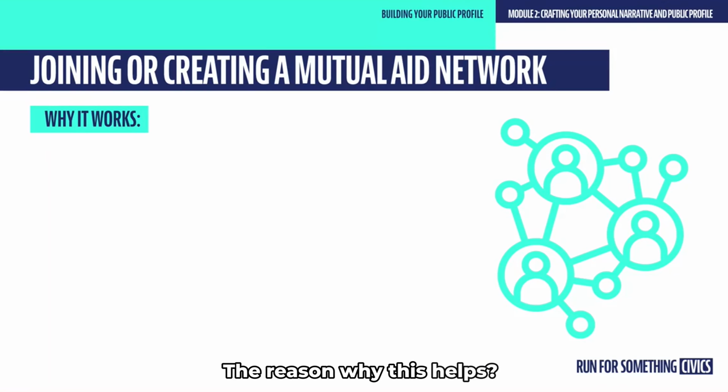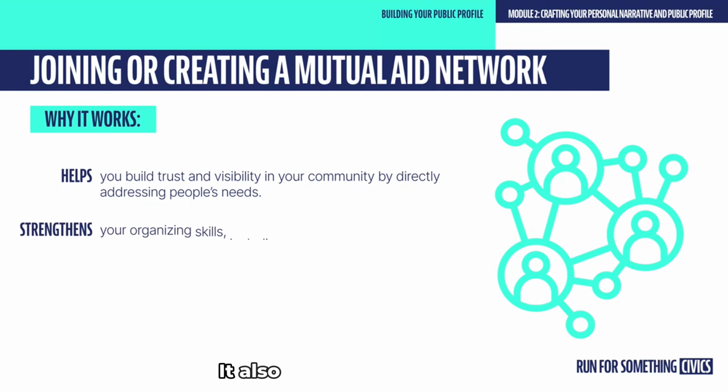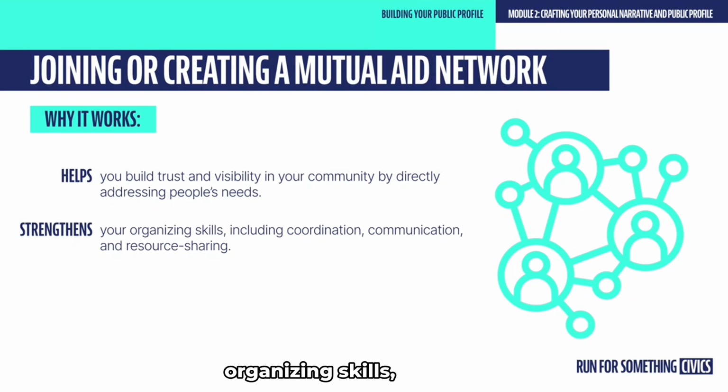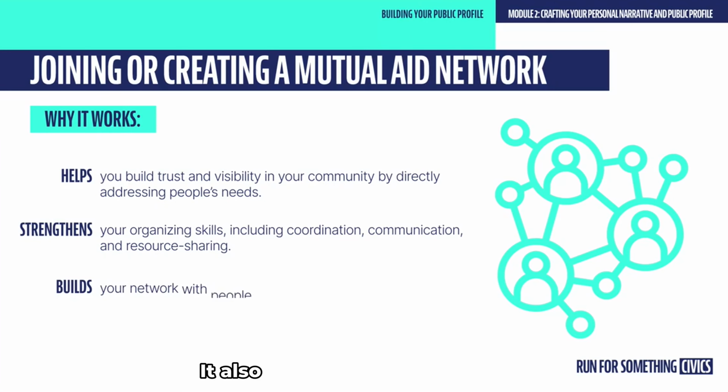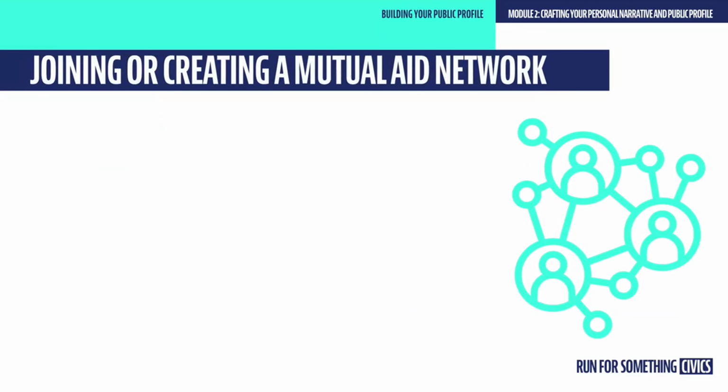The reason why this helps is that it really builds trust and visibility in your community by directly addressing people's needs. It also helps you strengthen organizing skills, including coordination, communication, and resource sharing, which is really going to be important if you do decide to run for office. It also helps build your network with people who care deeply about the community's well-being and the collective power of the community. So, where to start?